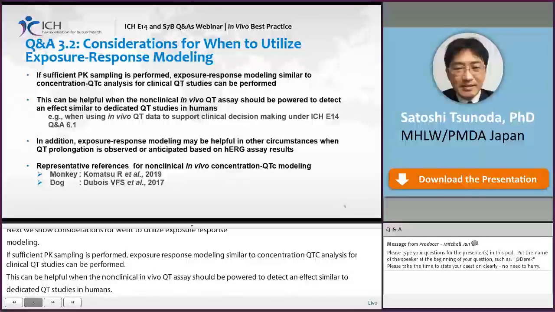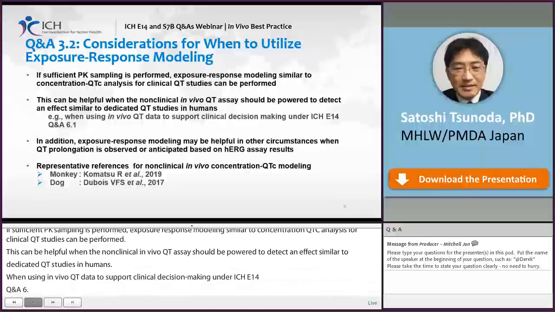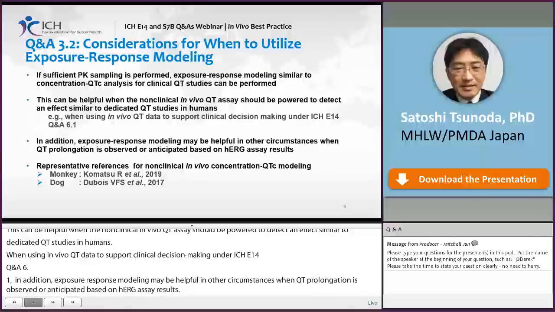In addition, exposure response modeling may be helpful in other circumstances when QT prolongation is observed or anticipated based on the hERG assay result. Representative methods for non-clinical in vivo concentration QT modeling are published in the following 2 articles.